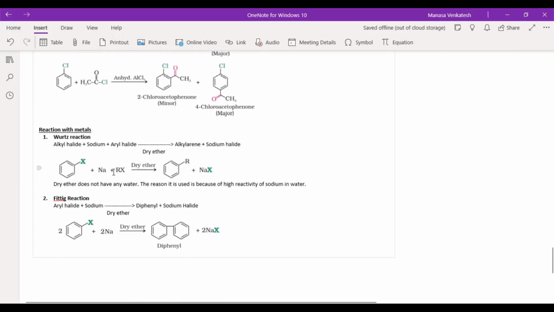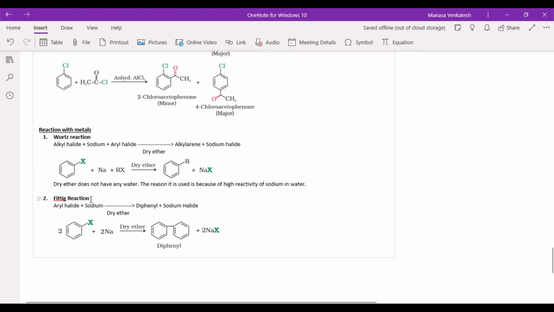The last reaction is the reaction with metals. Wurtz reaction, again, we learned Wurtz in the previous chapter for haloalkanes as well. So alkyl halide is reacting with sodium as well as aryl halide in the presence of dry ether, because sodium is highly explosive, to lead to the formation of an alkyl arene. So benzene with an R group. Again, this has to take place in the presence of dry ether, no amount of water whatsoever.